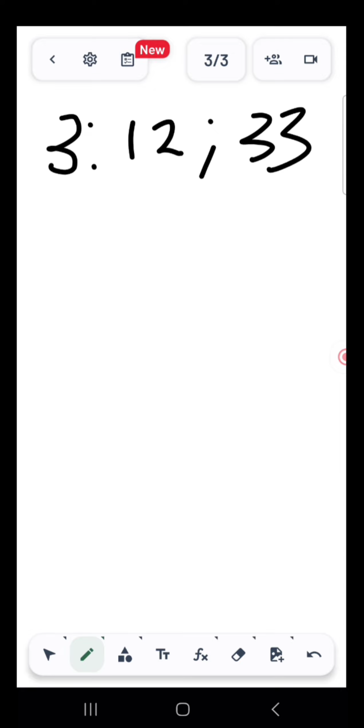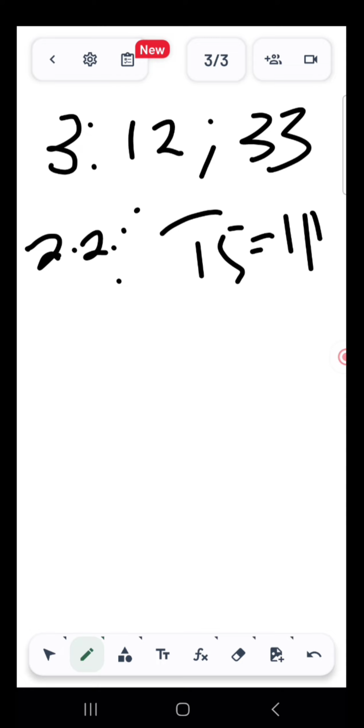Okay, let's look at the first question. What does the first question say? It's 2.2.1. Remember, numbering is very important. 2.2.1: Show that T5 is equal to 111. So we must show that T5 is equal to 111. They already know the answer. They want us to show how they got to the answer, right?